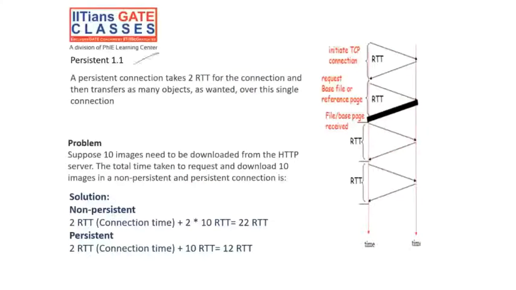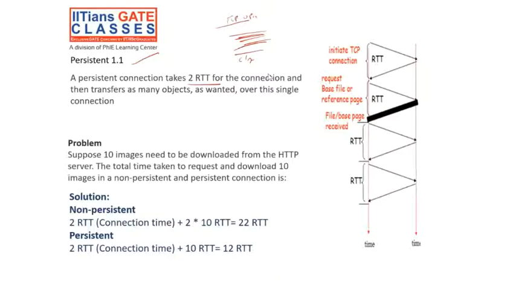Now see persistent 1.1, right? In persistent 1.1, the persistent connection takes 2 RTT for the connection and then transfers many objects. The meaning of persistent 1.1 is that only one TCP connection is opened, and it is closed at the end. In between, multiple requests and responses are going on. Multiple requests by the client, multiple responses by the server. The session is maintained, right?